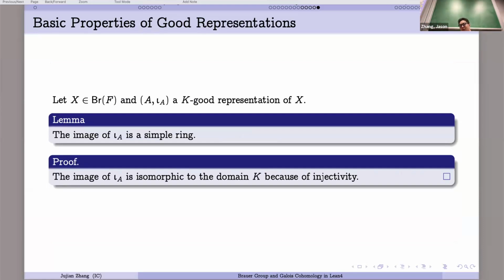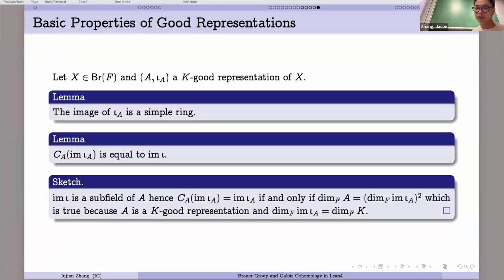So here are just some really trivial facts about the good representations. If A is a good representation, the image of the K embedding is a simple ring because it's literally K. And the centralizer of the image of the K embedding is actually equal to this image of the embedding. I'm missing an A here. This proof is somewhat involved, but more or less it boils down to the double centralizer theorem.